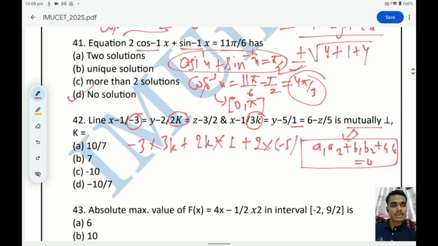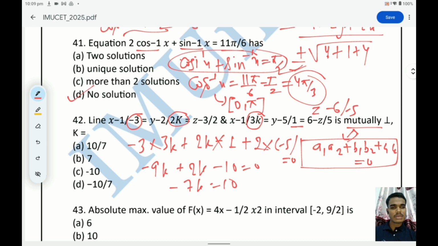Minus 5 why? Because if we convert in the standard form, we will get minus 5 here. Okay, so its value will be 0. If we solve it, we will get minus 9k plus 2k minus 10 is equal to 0. Therefore minus 7k is equal to 10. Then k will be minus 10 upon 7. So option D will be the right answer.